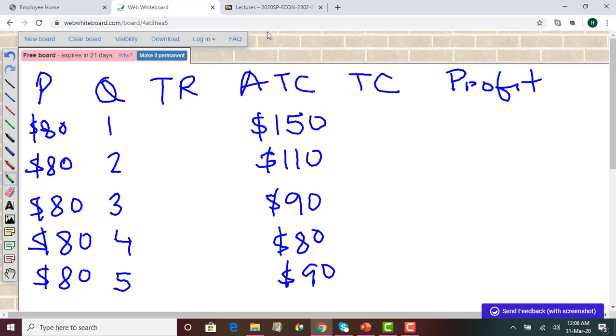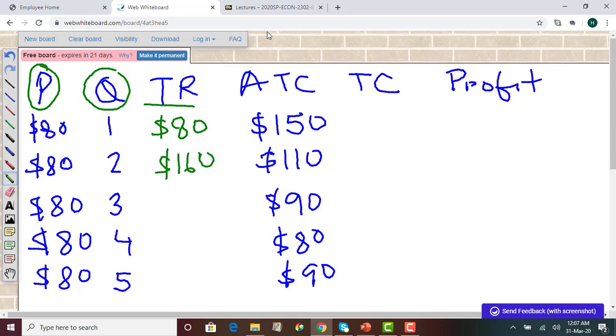Now total revenue is always equal to price times quantity. So price times quantity, that's total revenue, right? Whatever price you're getting and the number of units you're selling, if you multiply those two, you will get your total revenue. So in this case, your total revenue is 80 times 1, which is $80. If you're selling 2 units, the price still remains the same, so it will be $160.